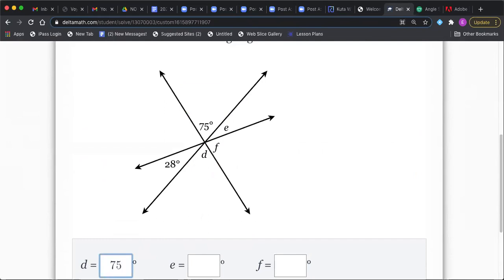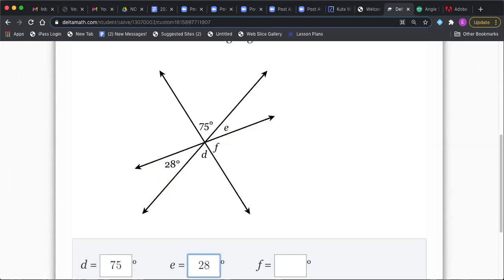All right, now E, be careful. Look, this is a straight line. This is a straight line. That means that these two really are vertical angles. So I know the answer for E. It's got to be 28. I don't have to do any math. This is amazing.